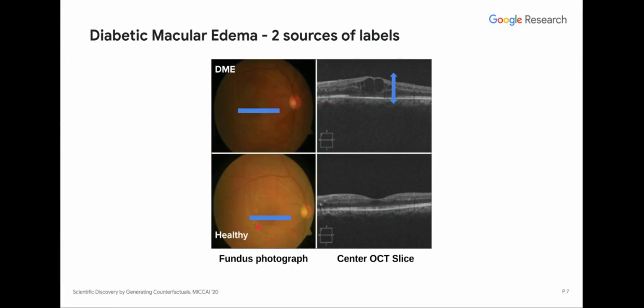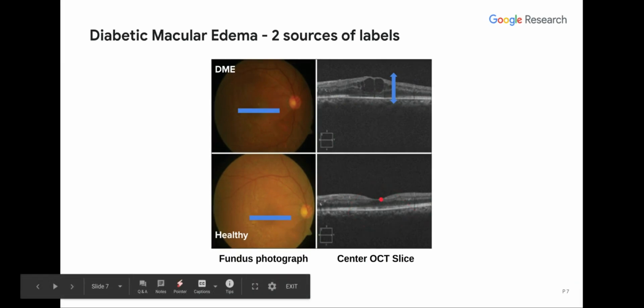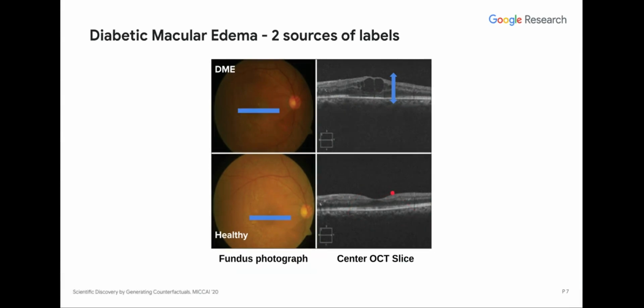Here are a couple of examples. The one on top has DME, and the retinal thickening can be observed in the OCT slice. The slice corresponds to this particular slice here in the fundus image. And here is a healthy eye at the bottom, where looking at this particular slice, we see the center slice of the OCT. The foveal dip can be observed, which indicates this is a very healthy retina.